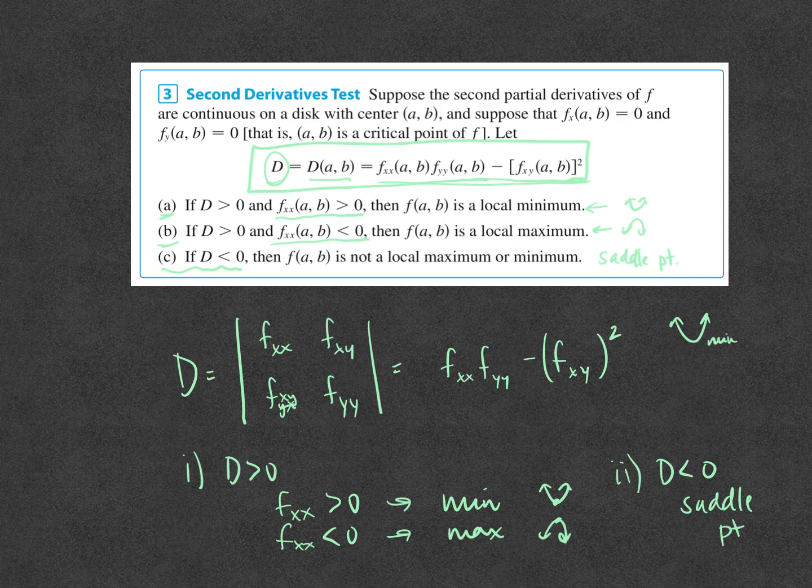Your third case, which is not stated here, let's throw it on the side. Your third case is what happens if D equals 0. If D equals 0, then your second derivative test is not helpful. You have to look at something else. Look at the graph, go back to the first derivative, just like you did before. If the second derivative test is 0, you don't have any helpful information.